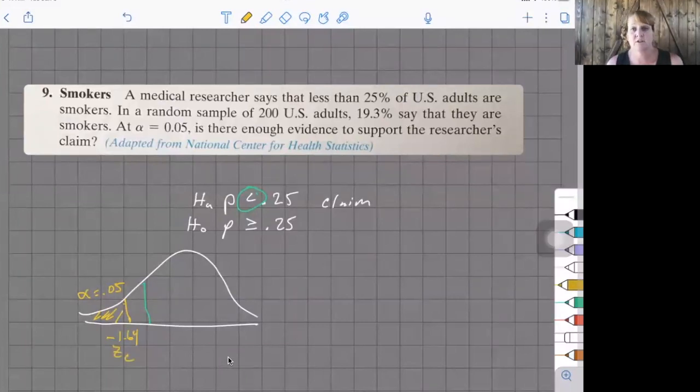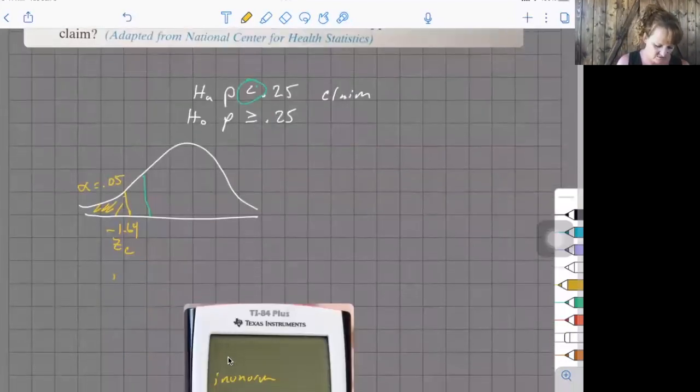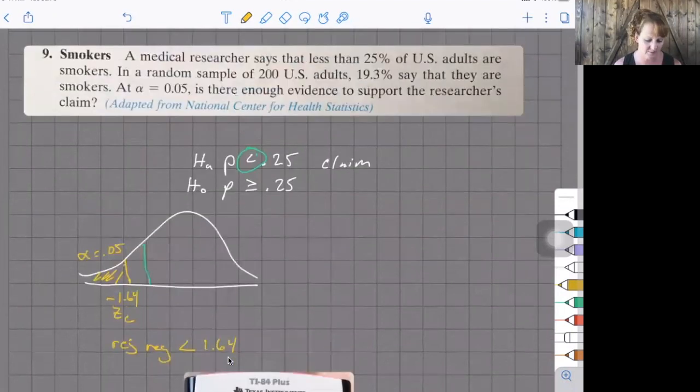So that means my rejection region is going to be anything less than negative 1.64. So anything into the tail from that cutoff of that critical point. That's your boundary marker. Okay. Now let's do the hypothesis test.